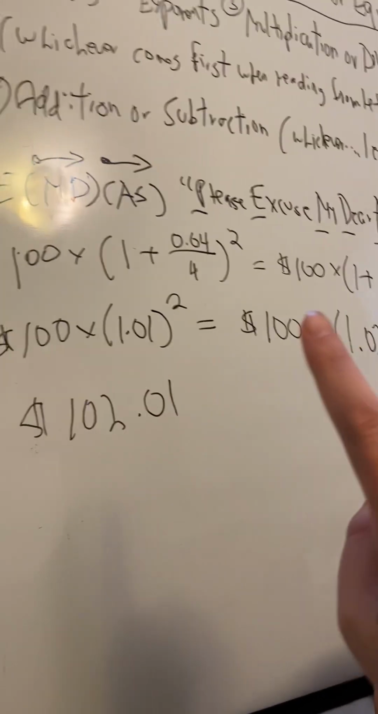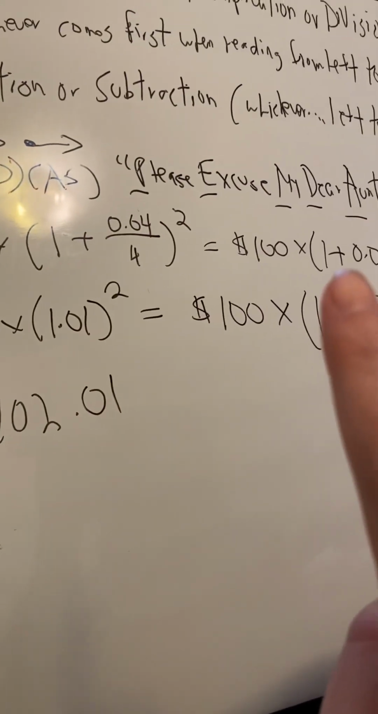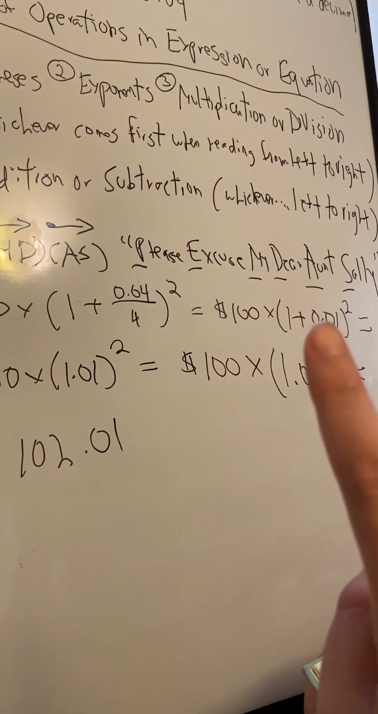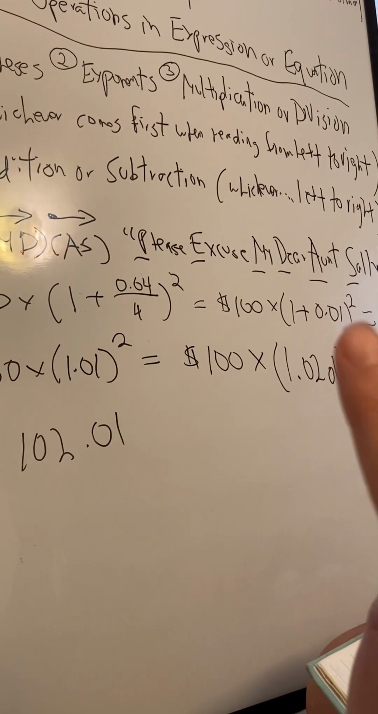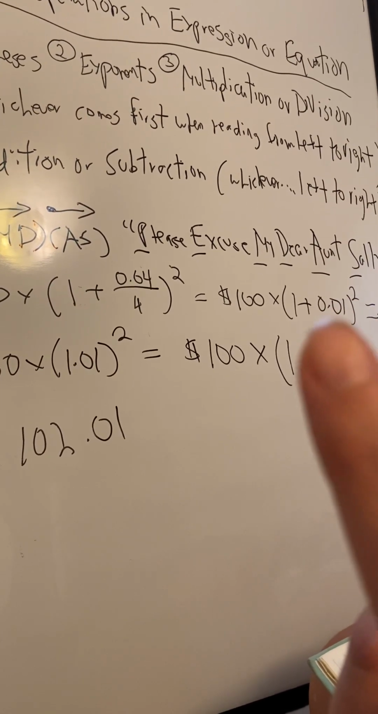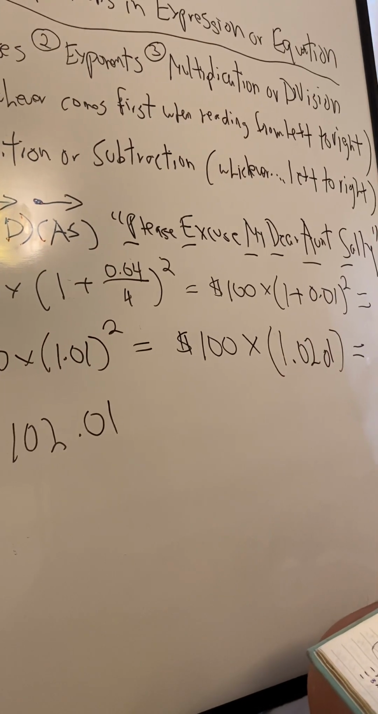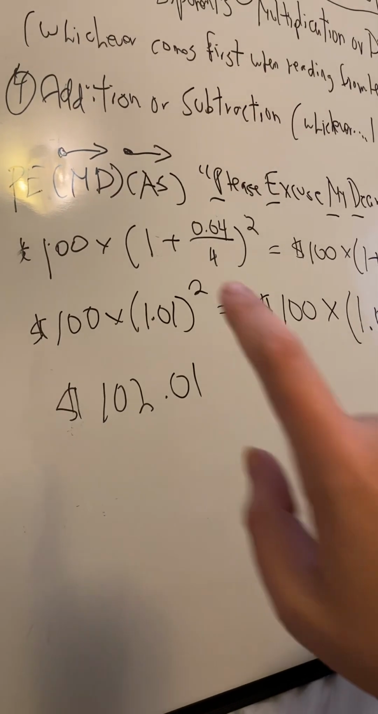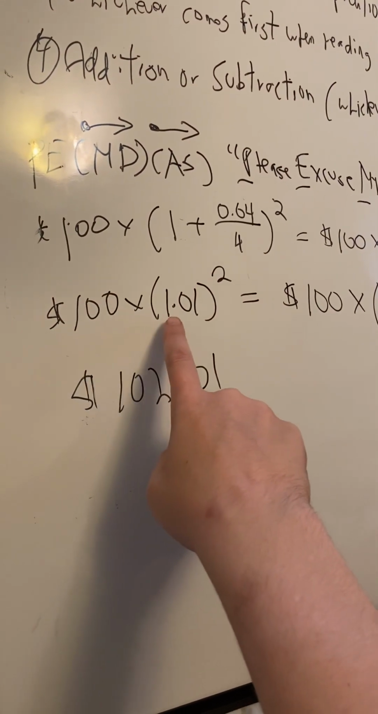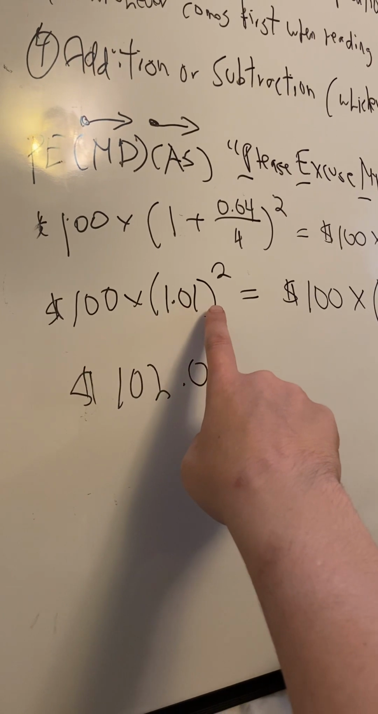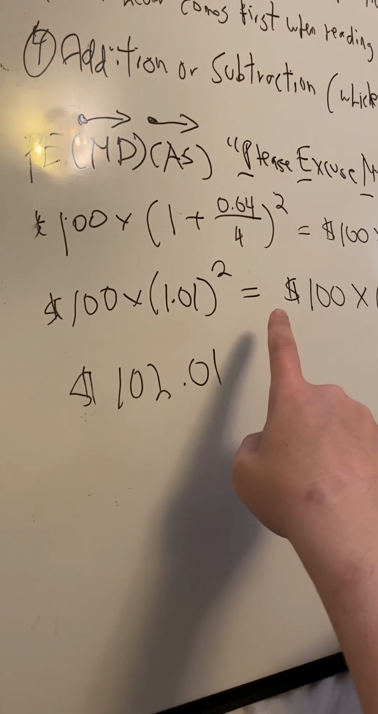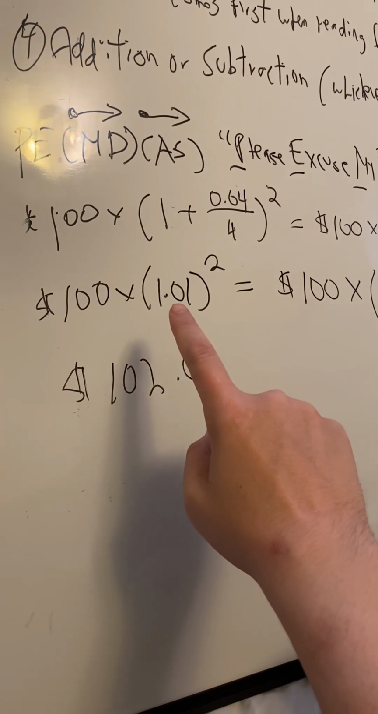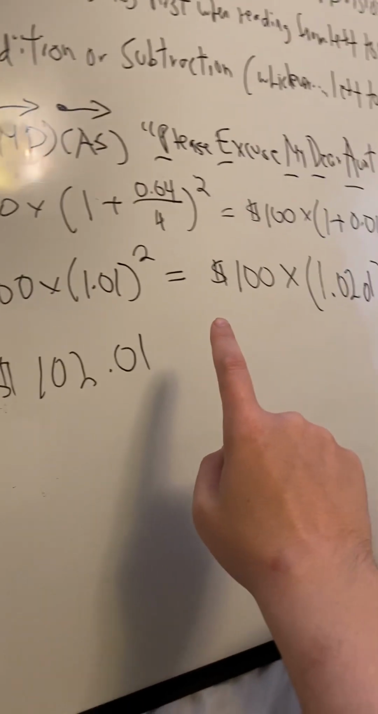So we have everything from before. We have the 100, and then we have 1 plus 0.01 raised to the second. Now we're still working inside the parentheses, and now we're going to add the 1 plus 0.01. And now we have 100 times 1.01 raised to the second. So now there's nothing else to do in parentheses, but now we have an exponent. We have 1.01 raised to the second power.